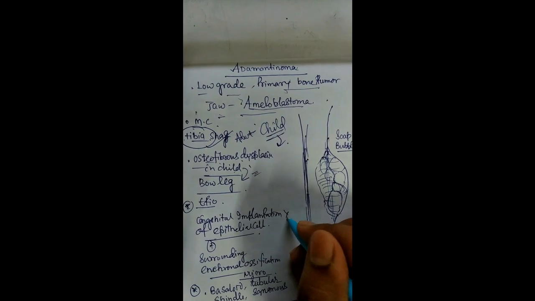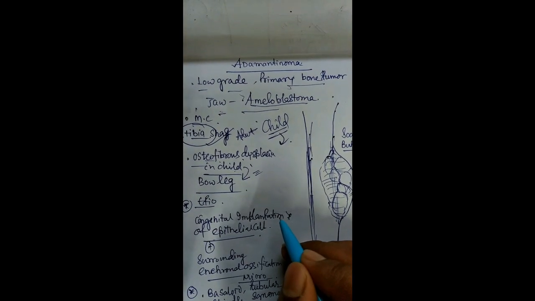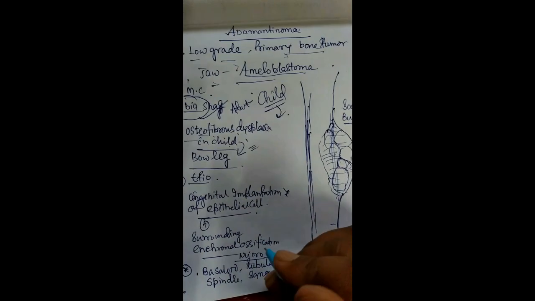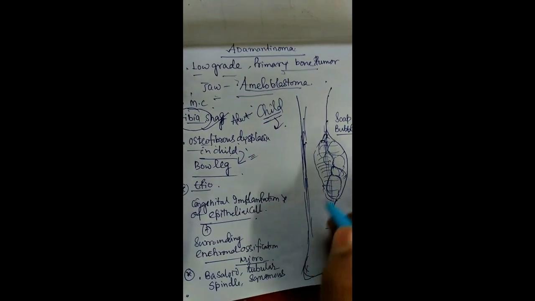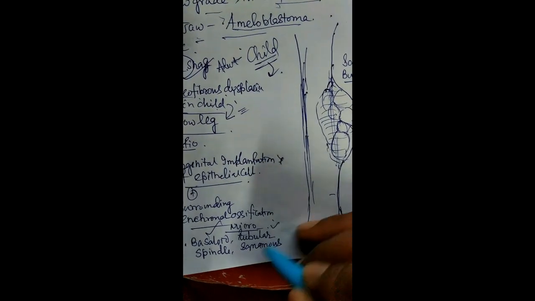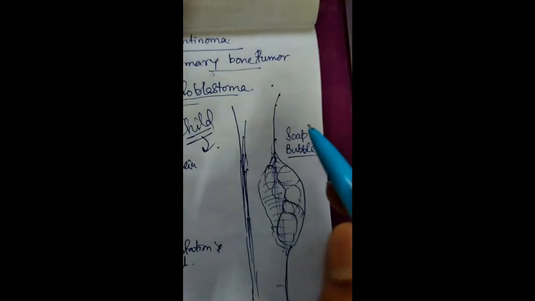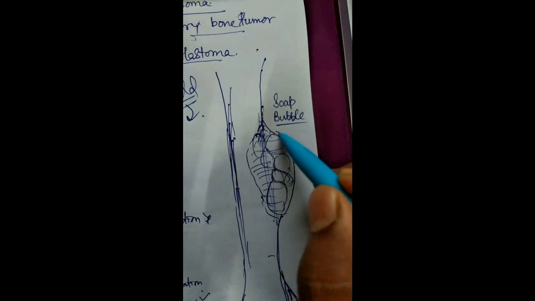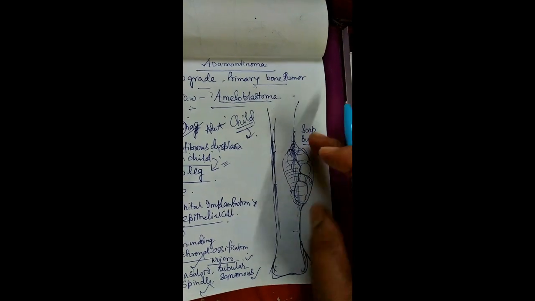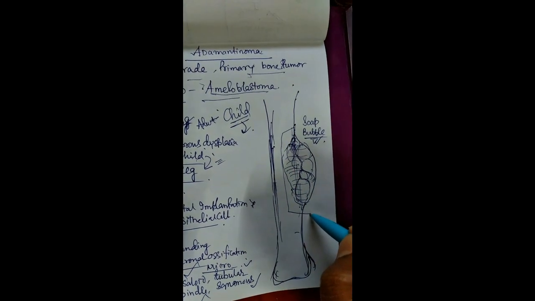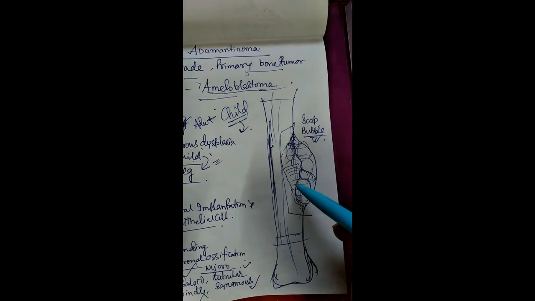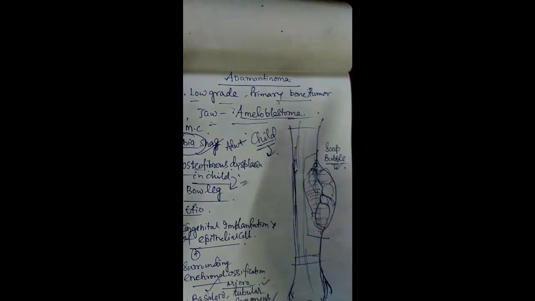As for etiopathogenesis, there is a hypothesis of some congenital implantation of epithelial cells into the bone, just like a dermoid. Histologically, it is surrounded by endochondral ossification, and microscopically there are basaloid cells, tubular cells, spindle cells and squamous cells. Radiologically, there is ballooning of the cortex with a soap bubble appearance. The treatment of adamantinoma is only excision of this part, and after that we can put in a nail and bone graft over this. This is called adamantinoma.